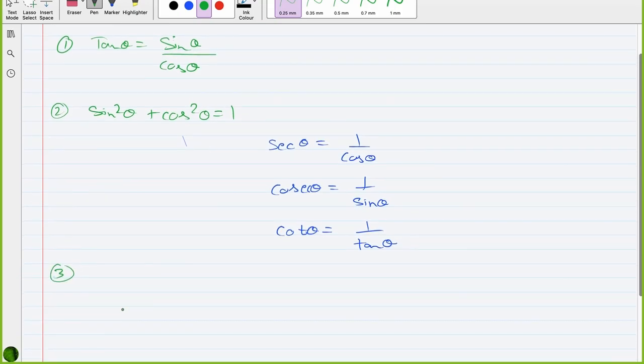Third identity would be 1 plus tan square theta is equal to secant square theta. And fourth is 1 plus cot square theta is equal to cosecant square theta. Formula sheet will be given, but it is good if we memorize them. Now let's try some of the examples.